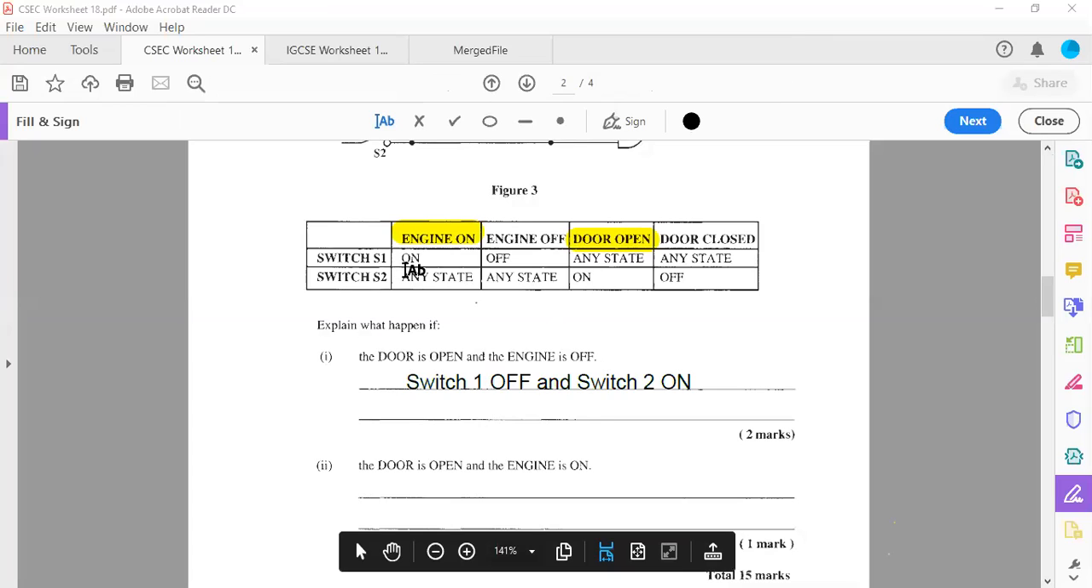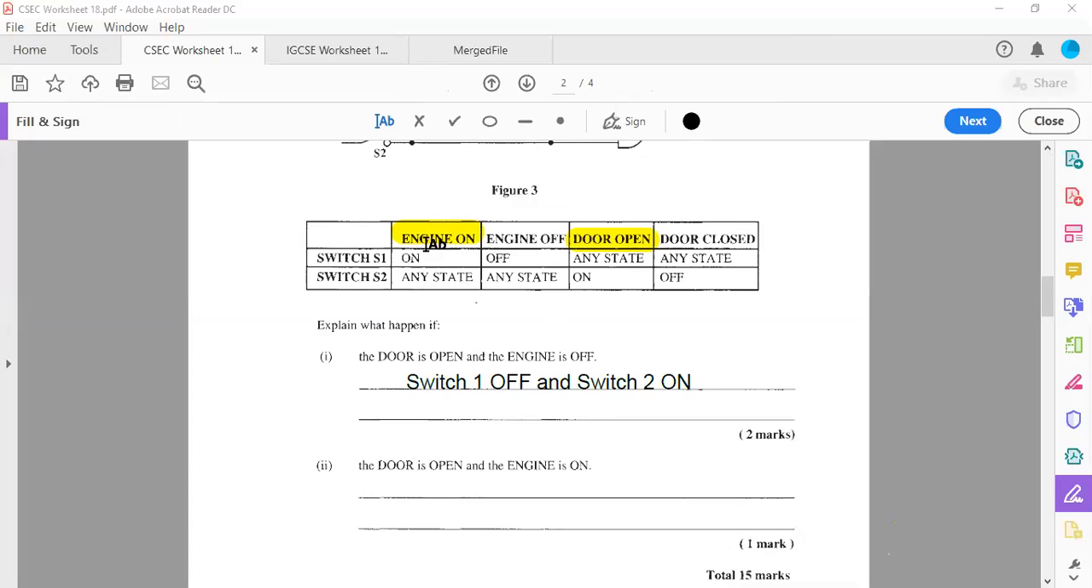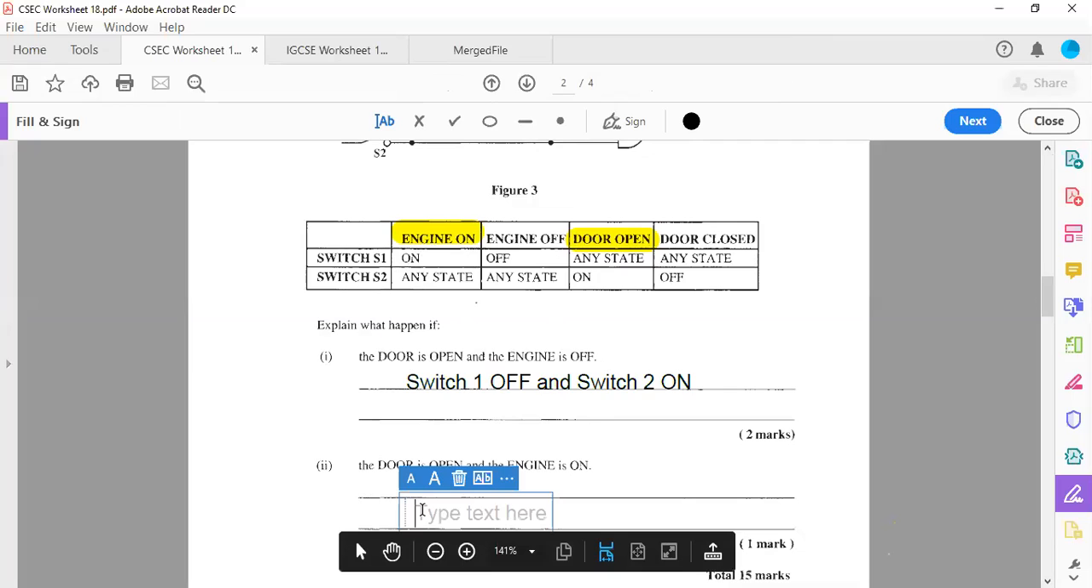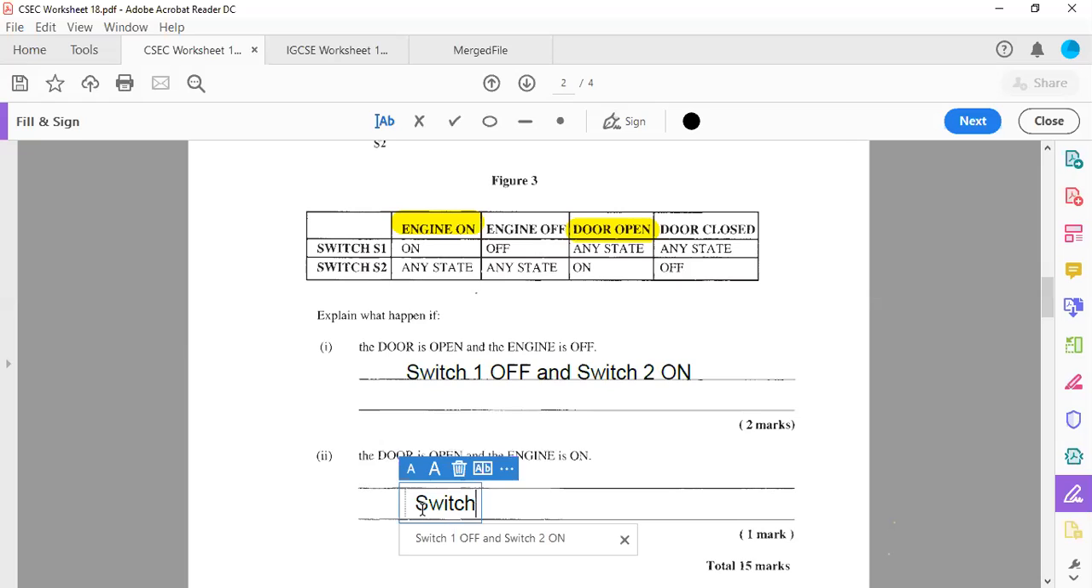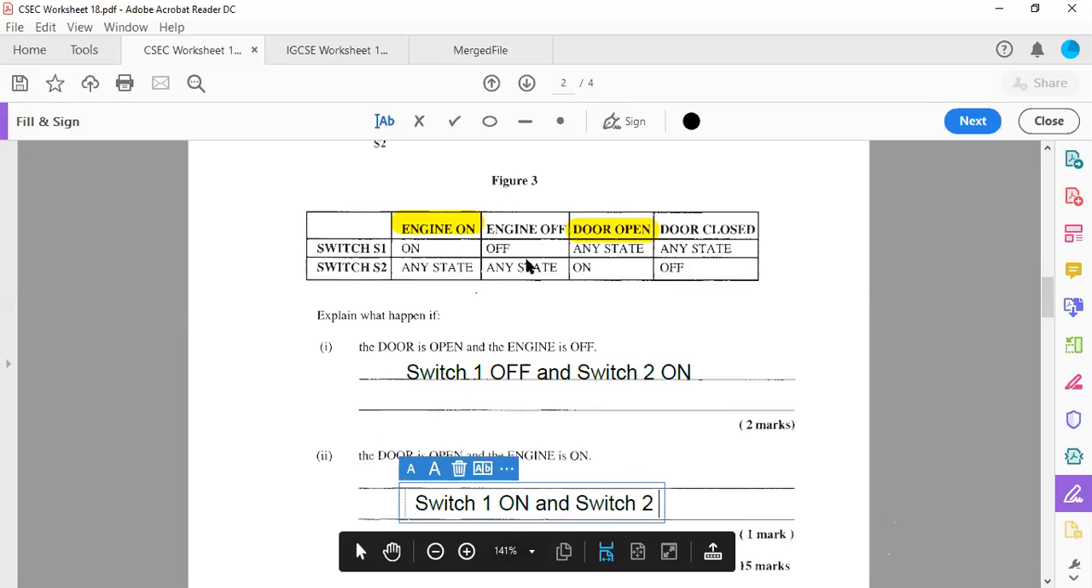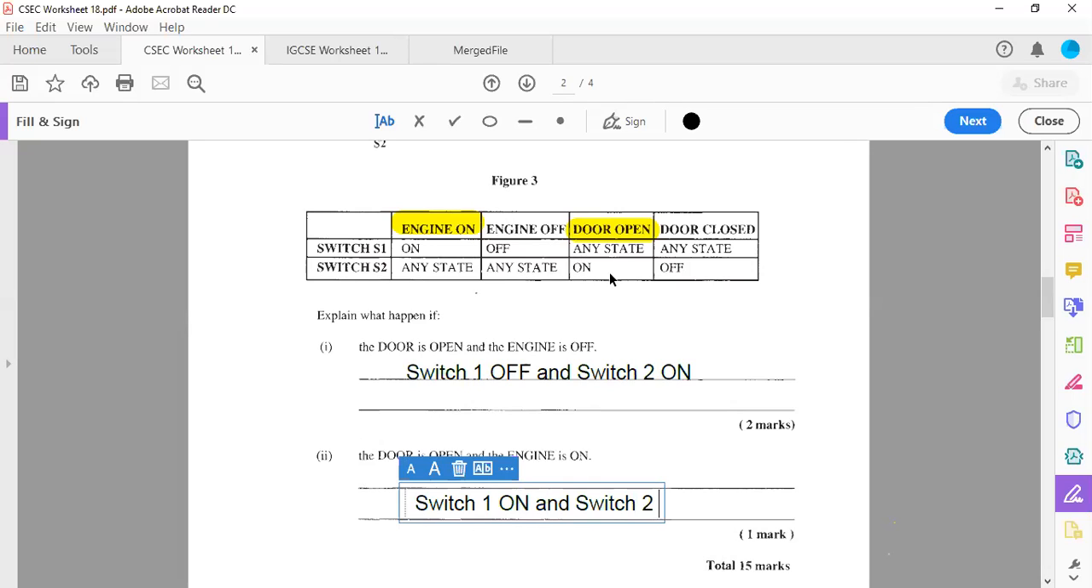What's going to happen to switch 1? So switch 1 must be on for the engine to be on, and it could be any state for the door to be open. So switch 1 on. And switch 2, what happens is switch 2 now. Switch 2 must be on as well for the engine to be on and the door to be open. So switch 2 must be on.